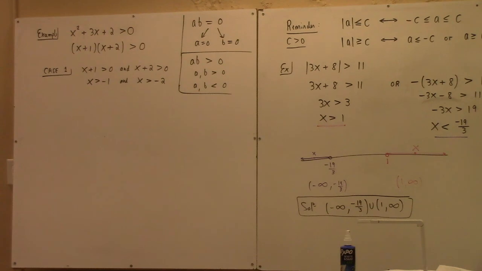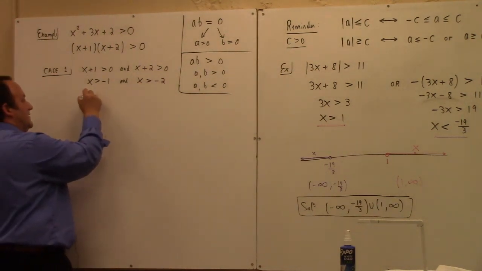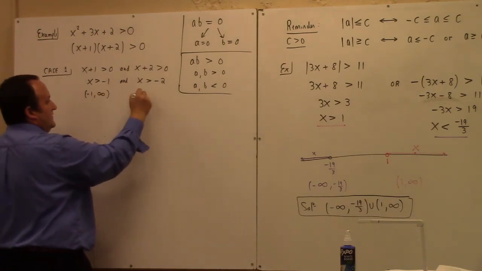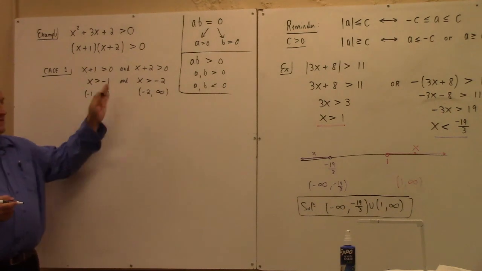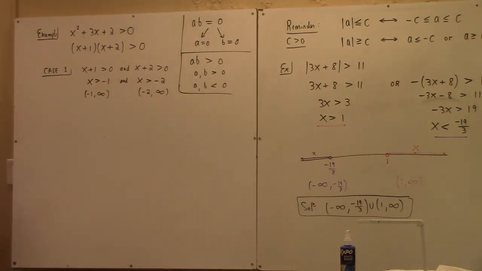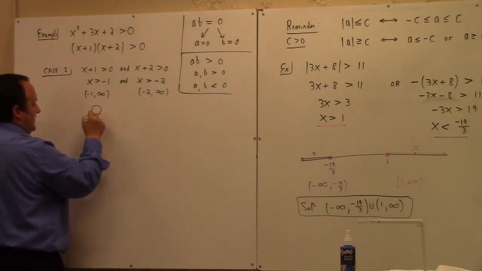So when you're thinking about "and," you want to look at the intersection of the sets which are underlying the question. If we want to look at that solution in interval notation, this is minus 2 to infinity. If you intersect these, negative 1, right? So what I'm trying to say is there's some thinking involved, right?